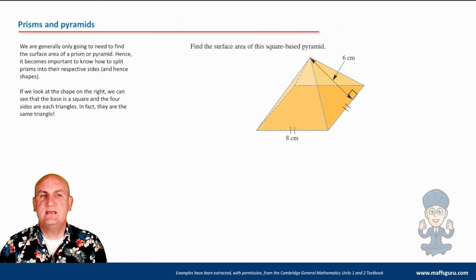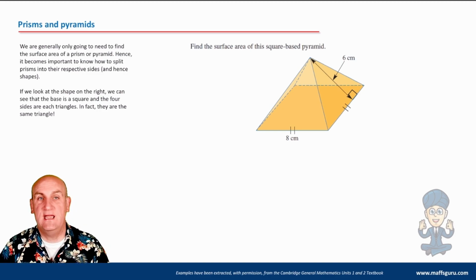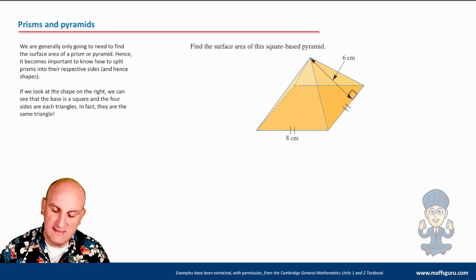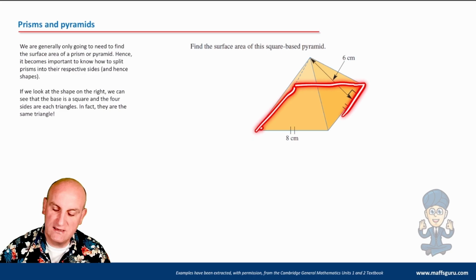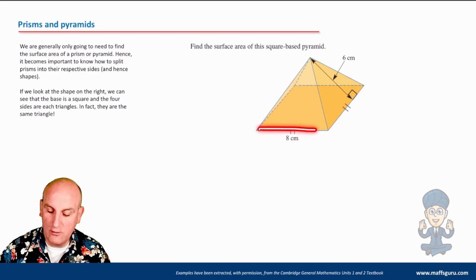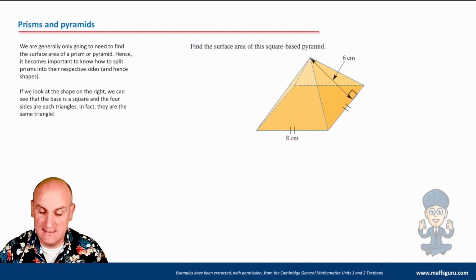Now, prisms and pyramids. Let's deal with a pyramid first. We're going to find the surface area of this square-based pyramid. Now again, if it's square-based, we know that all the sides have exactly the same length. And they've told me here that that length there is 8 centimeters. This double line here and double line there means they are exactly the same length, right?